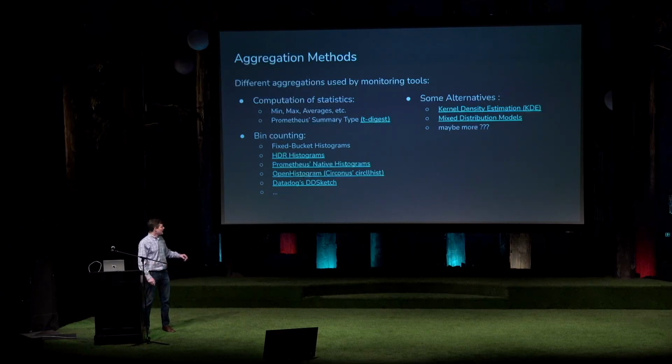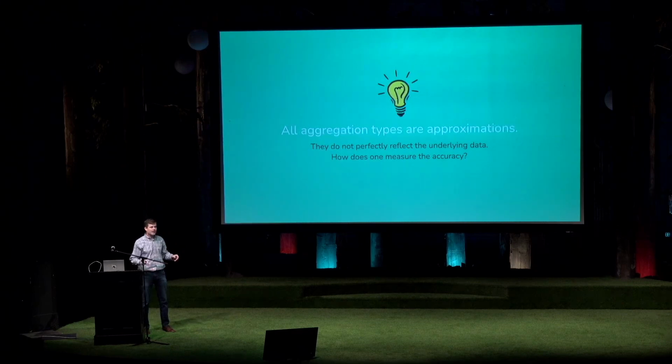I'm not going to go into these. I have links in the slides, so if you want to read about them, you can always look at them later. Instead, I'm going to focus on a bigger idea, which is aggregations are all approximations. And this is something that I don't think people think about too often. When you summarize data, something is lost along the way. And you should look at, well, how accurate are these histograms, and how do you measure that? This is the first thing I'm going to dig into.